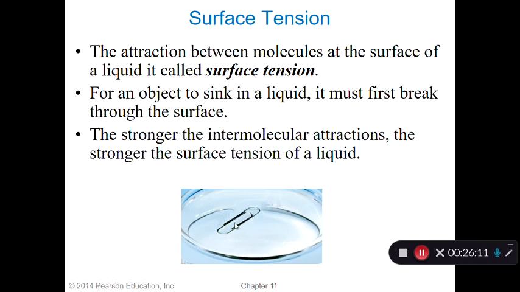You can put a light object on the liquid and you can see the liquid can hold that one because of attraction forces between the molecules of the liquid. It makes that happen. So if we have very small, light objects, we can put them on the surface of the liquid, and it represents that we have larger or stronger intermolecular forces. So surface tension is another one.